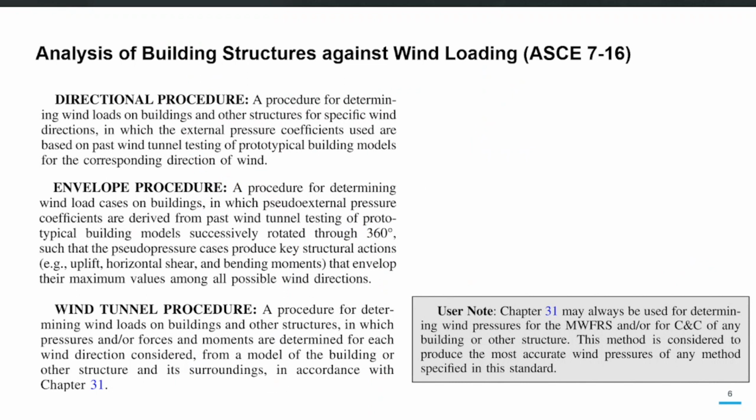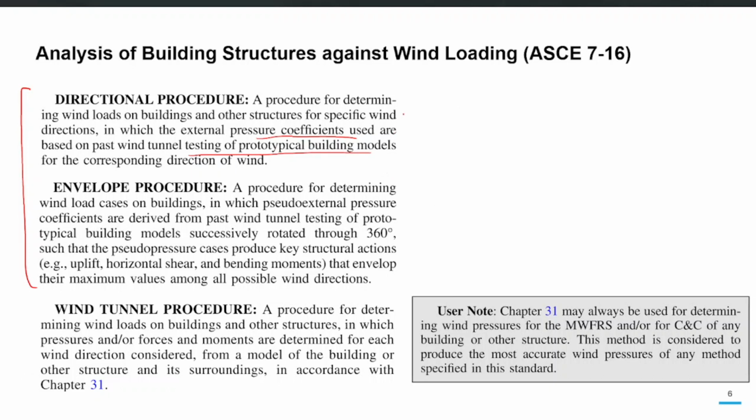So the difference between directional and envelope procedure is, as I have explained earlier, that the external pressure coefficients are derived in different manners in these two procedures. In the directional procedure, these external pressure coefficients are derived based on past wind tunnel testing of prototypical building models for the corresponding direction of wind.